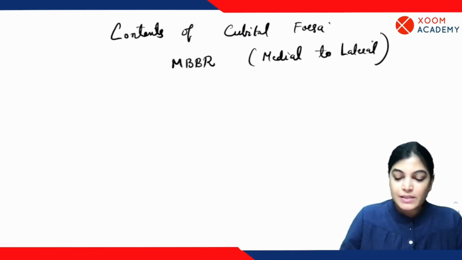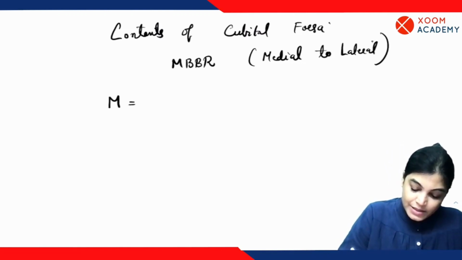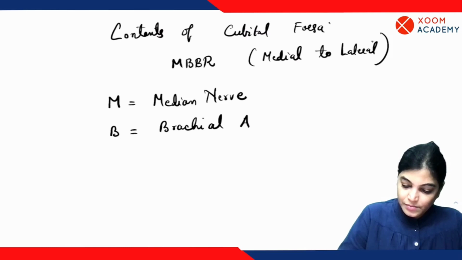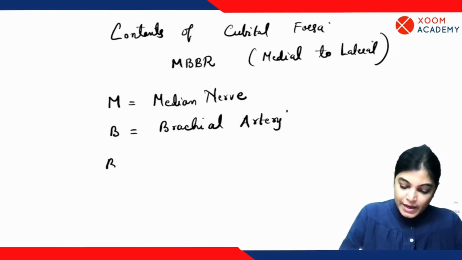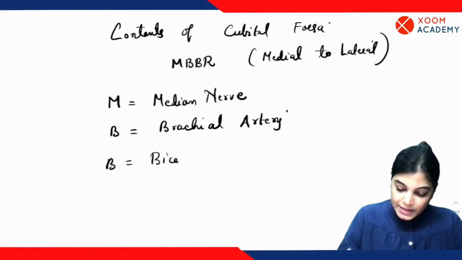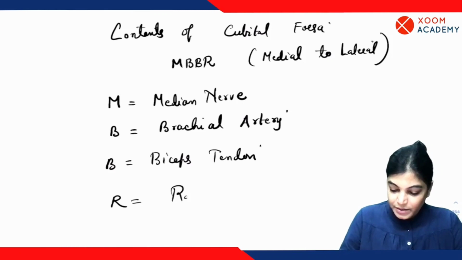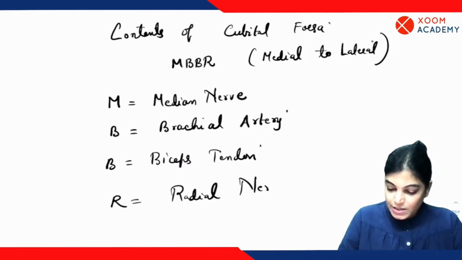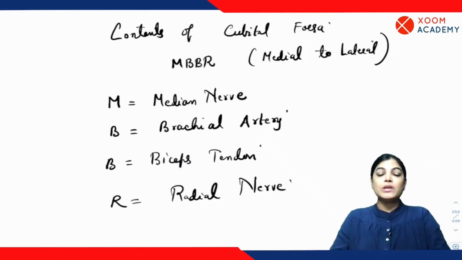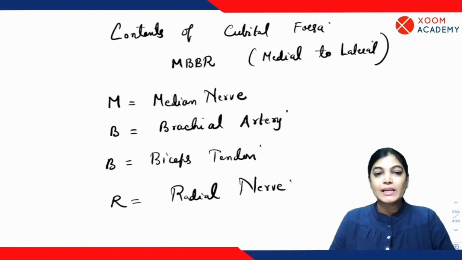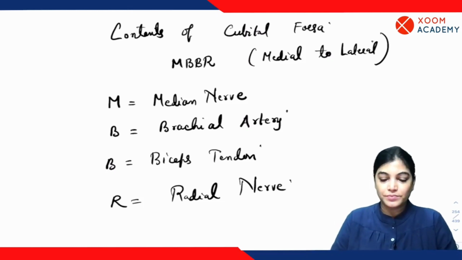If I talk about the medialmost content, M stands here for median nerve, B stands for brachial artery, another B stands for biceps tendon, and R stands for radial nerve. So these are the four contents of cubital fossa as you move from medial to lateral. The medialmost content is median nerve. Then we have the brachial artery, the biceps tendon, and the radial nerve.